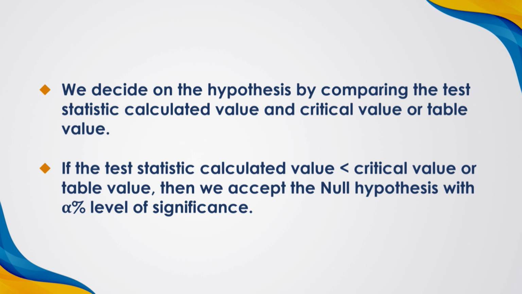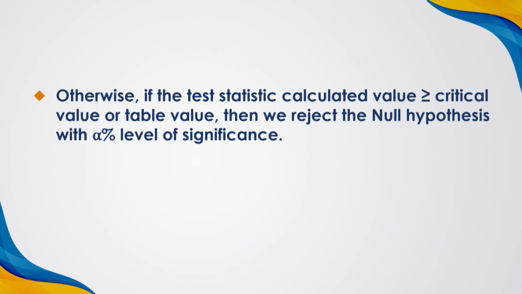As earlier mentioned in our previous lessons, your calculated value and critical value will decide your hypothesis, whether you are going to accept or reject. Otherwise, if the test statistic calculated value is greater than or equal to critical value or table value, then we reject the null hypothesis with alpha % level of significance.